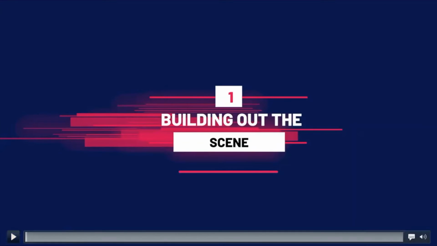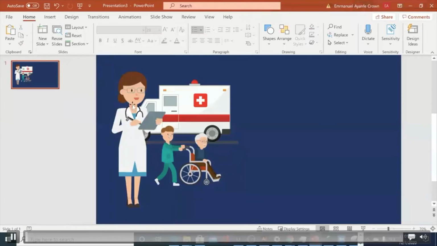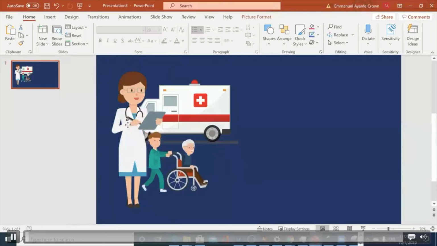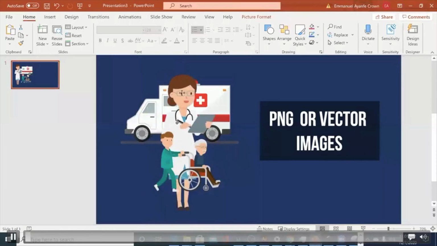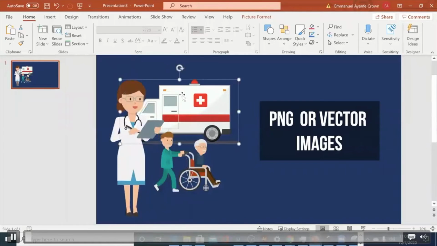So first of all, you have to know how to build out the scene. Let's see the first step, how we can build out the scene. You're going to need images that have some kind of transparency in them. So this could be PNG files or even vector files. And I'm going to be showing you how you can get these files.